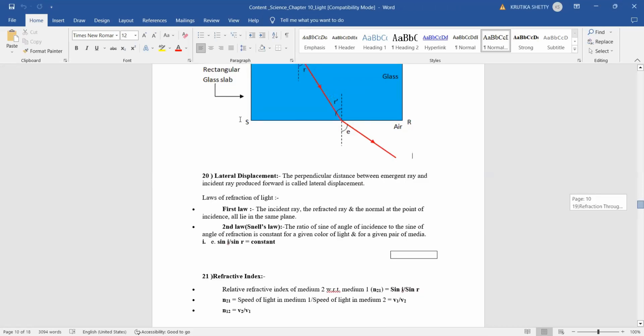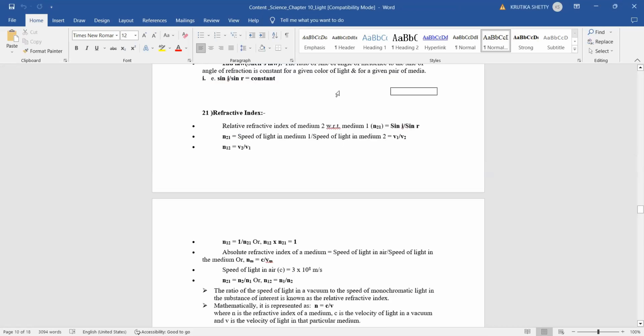Okay, that is the refractive index. So what is refractive index? Already you know, refractive index is nothing but what? It is the ratio of sine of angle of incidence to the sine of angle of refraction. The ratio of sine of angle of incidence to the sine of angle of refraction is called as refractive index.